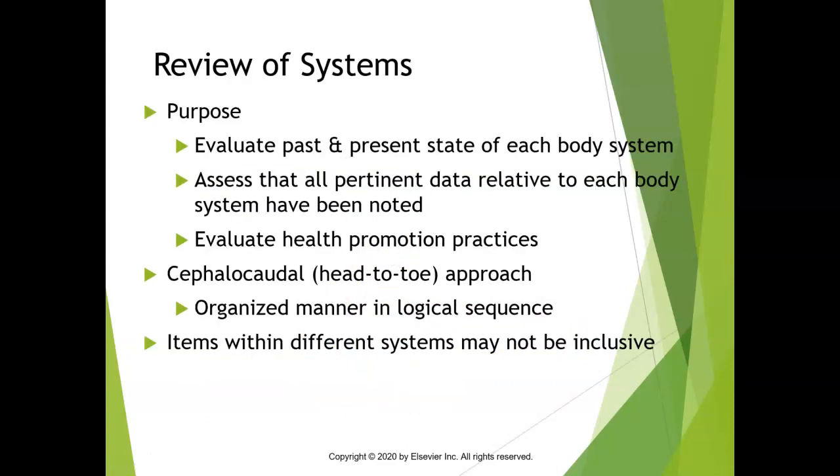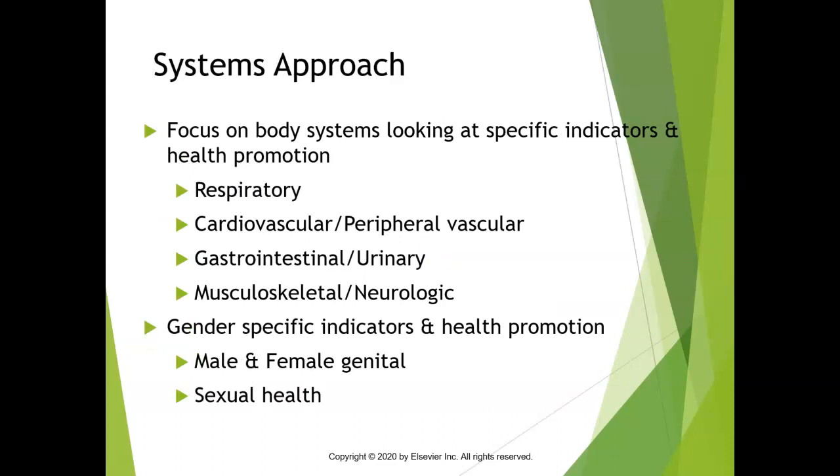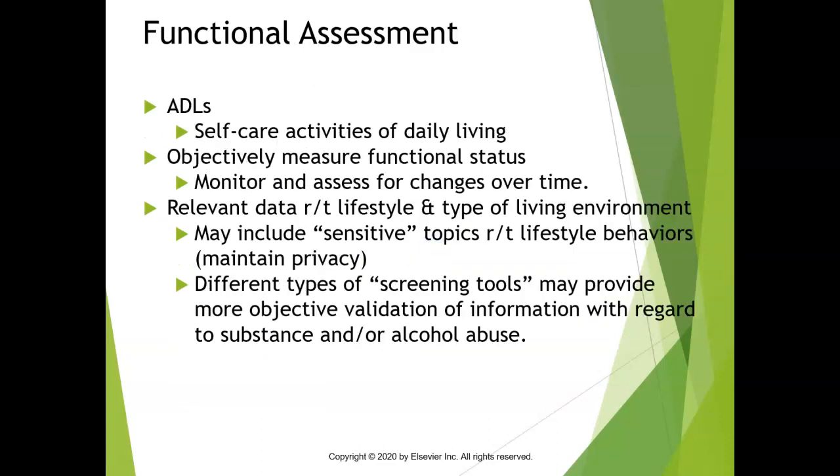So then you go through a review of systems in a head-to-toe motion. The book goes into that starting on the bottom of page 18, system by system, with different questions that we would ask the patient. Okay, I think that's about it. That's our system approach. All right, and functional assessment I mentioned earlier: we look at their ADL status, their ability to take care of themselves, and any relevant data related to lifestyle.